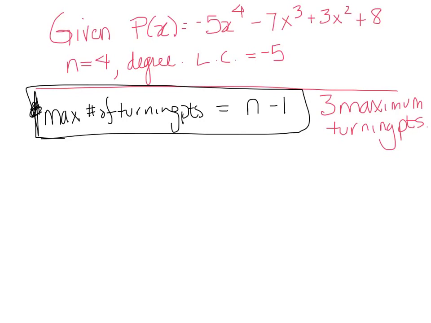3 maximum turning points, and it turns out these come in pairs, okay? So it's possible you could have one turning point. So 3 or 1. Okay, and 3 is the maximum, and that's the rule you want to remember.